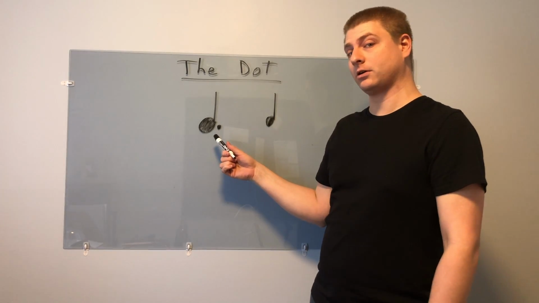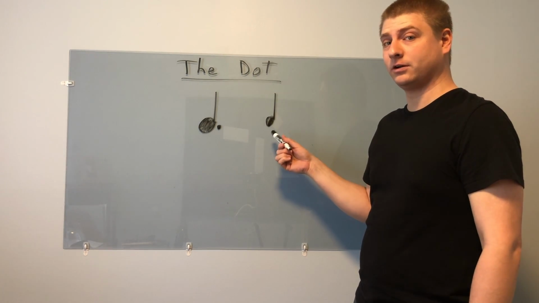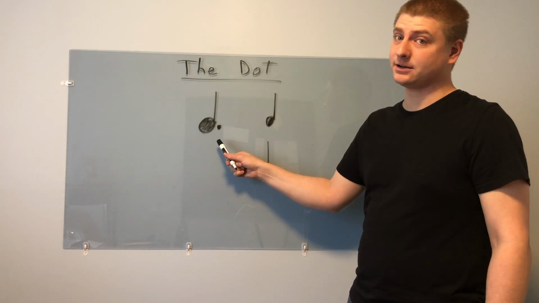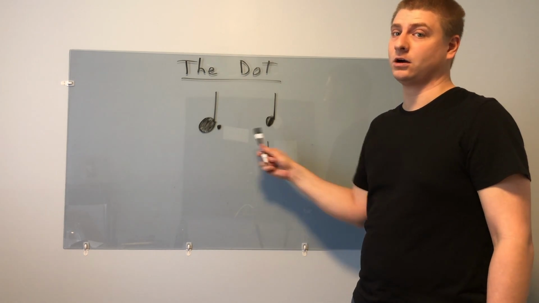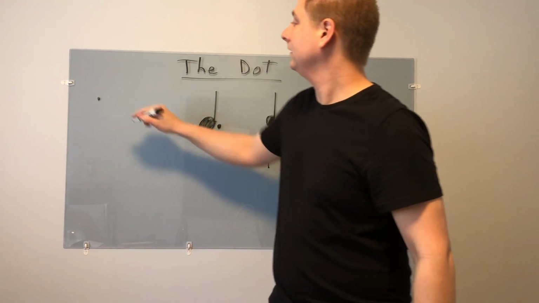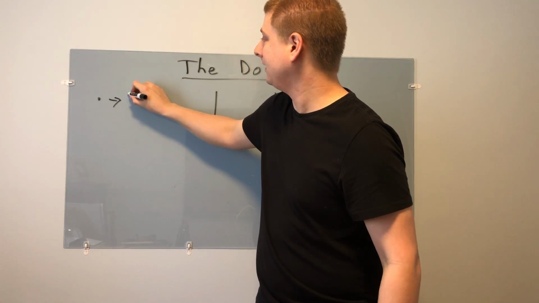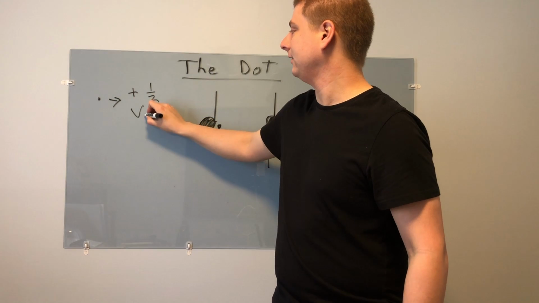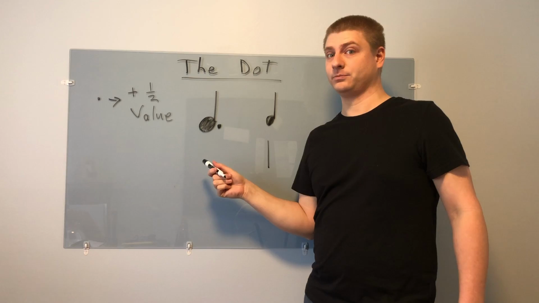Here's a dotted quarter note and here's a normal quarter note. Normally, the quarter note gets one beat. The dot makes it longer. So we gotta figure out how much it adds to our quarter note. A dot will always do the same thing. A dot will always add half of the value of whatever it is attached to.